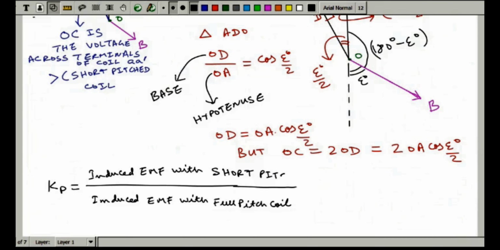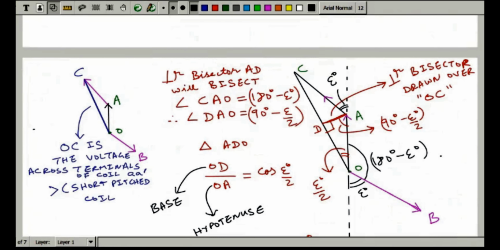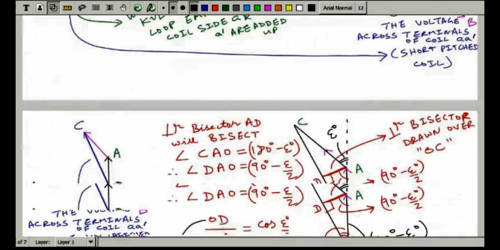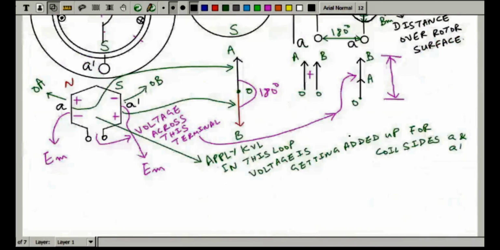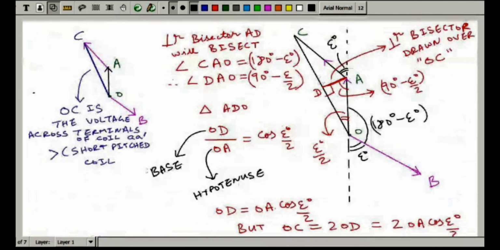So what we have gathered till now is that the induced EMF for the short pitch coil is nothing but the voltage phasor OC. So OC will be in the numerator, and in the denominator we have twice of OA, because we have seen earlier OA plus OB, but OA and OB are equal. So it is twice of OA.